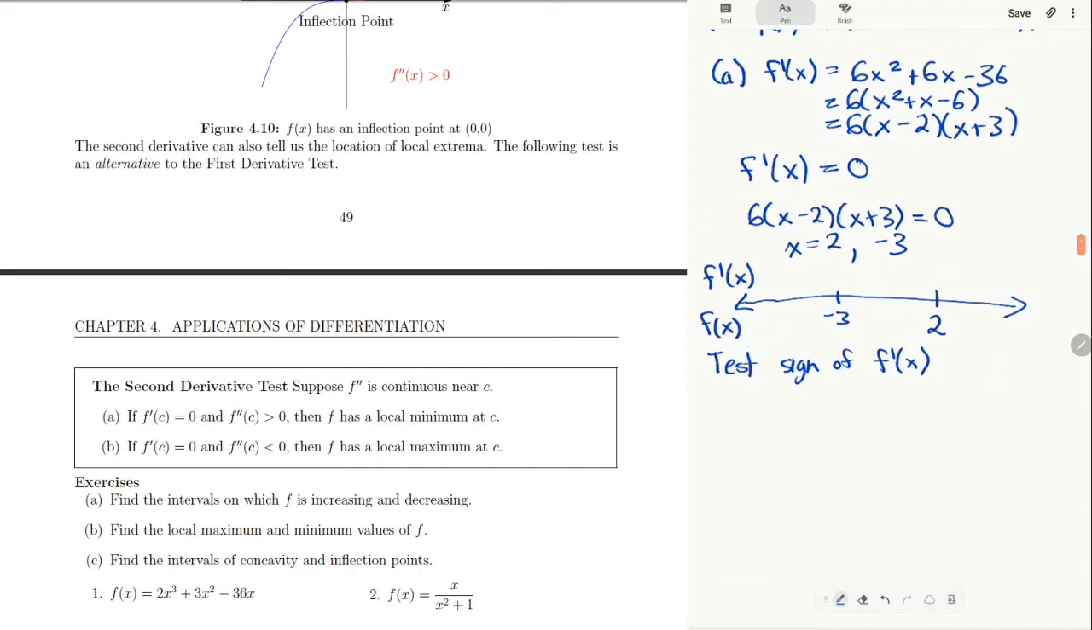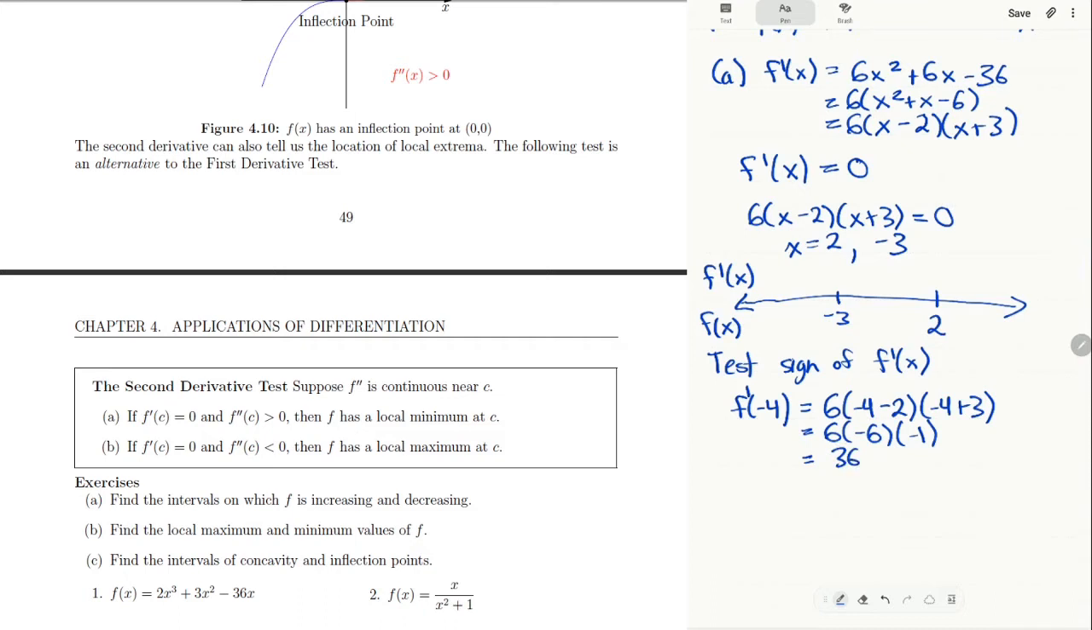So let's choose a number between negative infinity and negative 3. For example, we can choose negative 4. And we want to evaluate the first derivative and see what the sign is. So using the factored form of f prime of x, we have 6 times (negative 4 minus 2) times (negative 4 plus 3). And this gives us 6 times negative 6 times negative 1, which is positive 36.